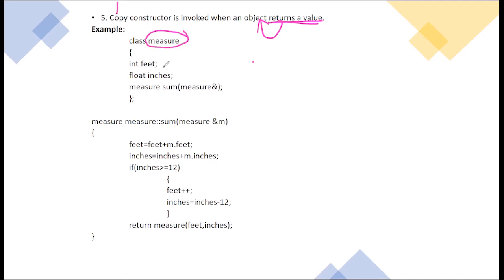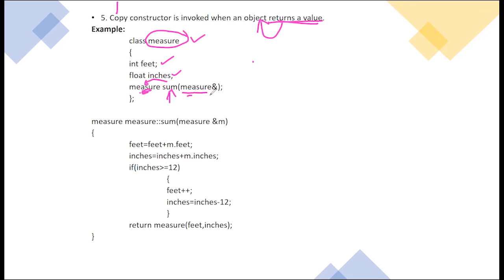For example, see here I have a class whose name is Measure. I have inches and feet as variables, and I have a function whose name is sum. Now this particular sum, its return type is Measure. Notice this, the return type is Measure, not void, not int, not float, but Measure. And what is this Measure? Measure is again a class name, which means this particular function is returning an object as a value.